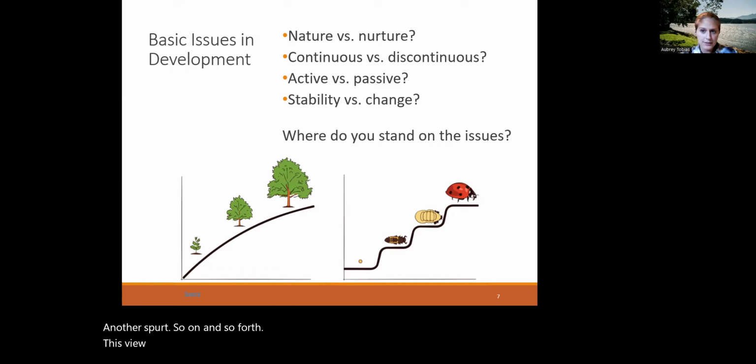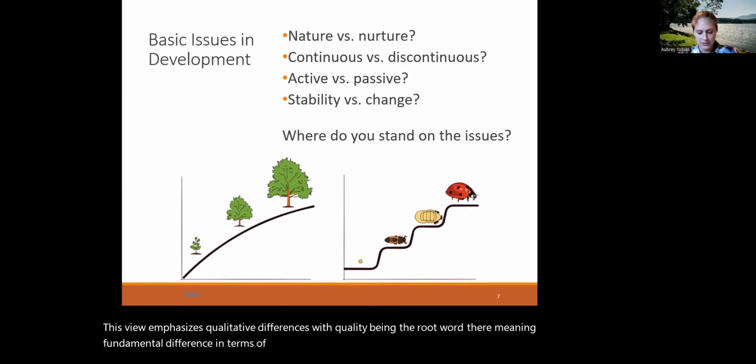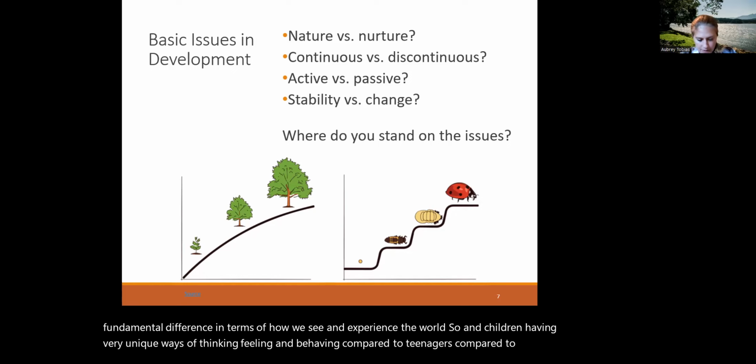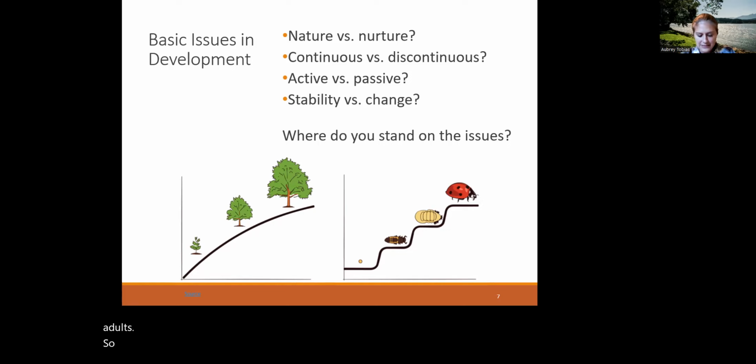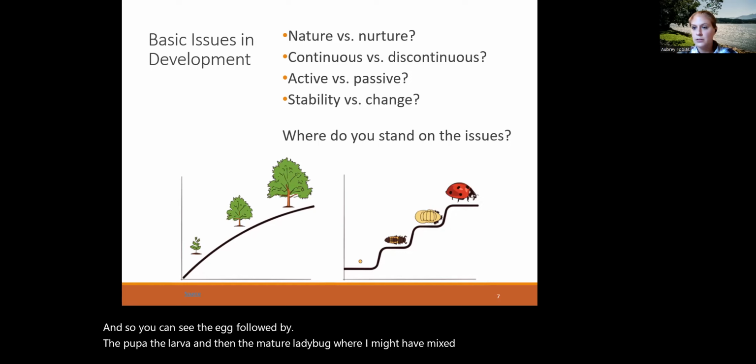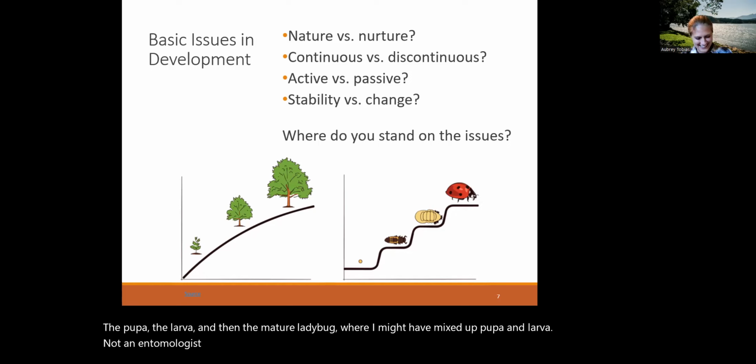This view emphasizes qualitative differences, with quality being the root word there, meaning fundamental difference in terms of how we see and experience the world. So infants and children have very unique ways of thinking, feeling, and behaving compared to teenagers, compared to adults. Again, very much taking place in stages that have to be completed in a particular order. And so you can see the egg followed by the pupa, the larva, and then the mature ladybug, or I might have mixed up pupa and larva. Not an entomologist here, psychologist.